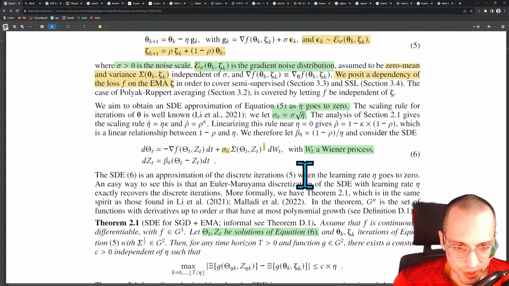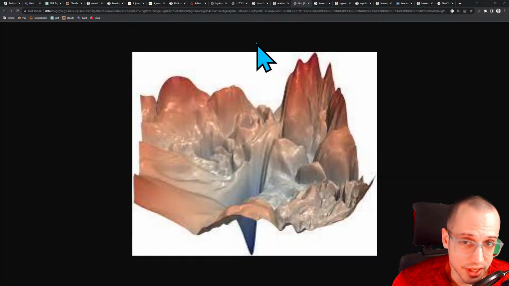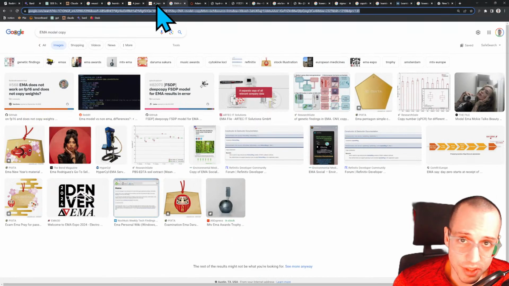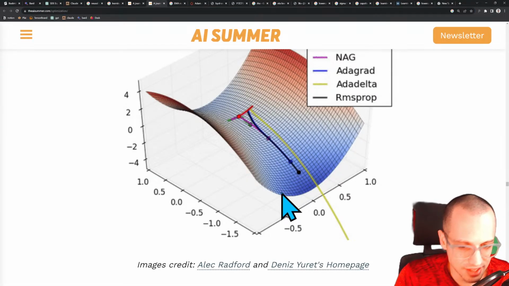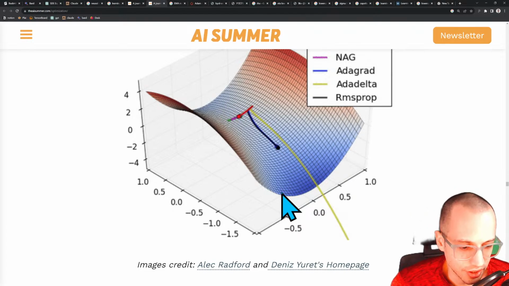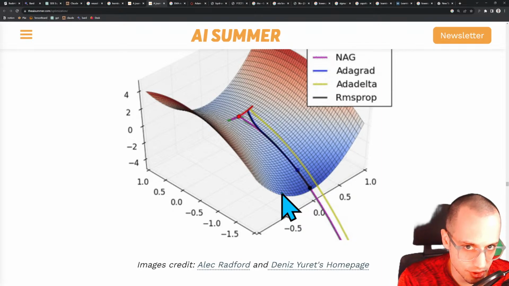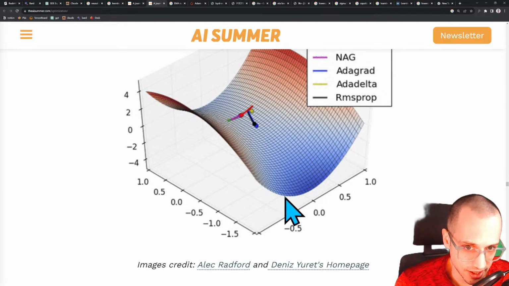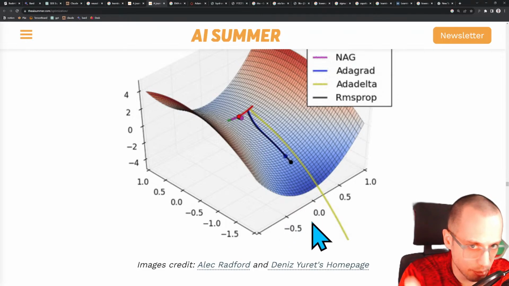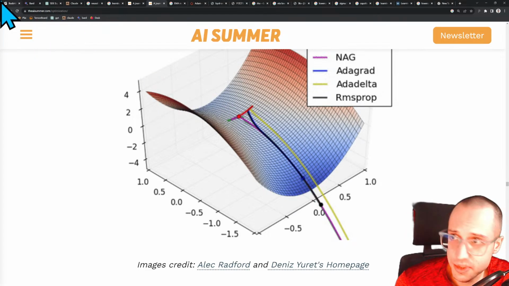The SDE is an approximation of the discrete iterations when the learning rate eta goes to 0. An easy way to see this is that the Euler-Maruyama discretization of the SDE with a learning rate eta exactly recovers the discrete iterations. Again, why are these discrete? They're discrete because we're taking discrete steps. When you're training a neural net, you're taking steps. Anything you do with a computer, the computer is doing specific steps. There's an inherent discretization to the steps it's taking, and ultimately you're going batch by batch, step by step. So there's a discretized optimization process here.